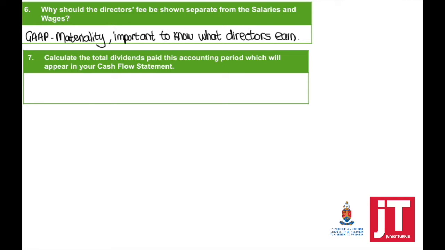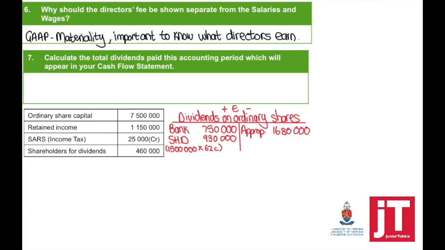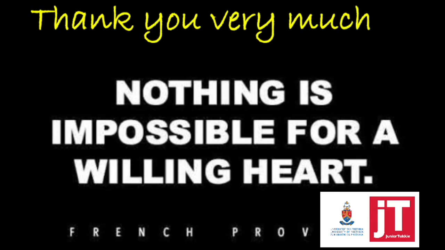Question 7. Calculate the total dividends paid this accounting period, which will appear in the cash flow statement. Dividends paid is dividends that were declared at the end of last year that must be paid this year, plus the interim dividends. And this is the amount that appears in your cash flow statement. So if we look at the information given, last year, the shareholders for dividends was 460,000. This means 460,000 must be paid this year to our shareholders. We need to honor that. Interim dividends paid was 750,000. So the total dividends is 1,210,000.